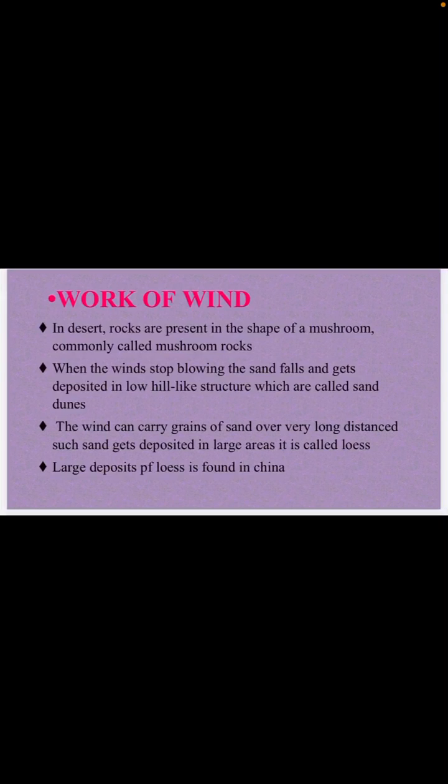When the wind stops blowing, the sand gets deposited in a hill-like structure. You can see in the desert area that the sands take shapes, and these are called sand dunes. The wind can carry grains of sand over a long distance, and the sand gets deposited farther away. Because of erosion and weathering, the mud gets carried over to other areas, from one place to another, and this is called loess.